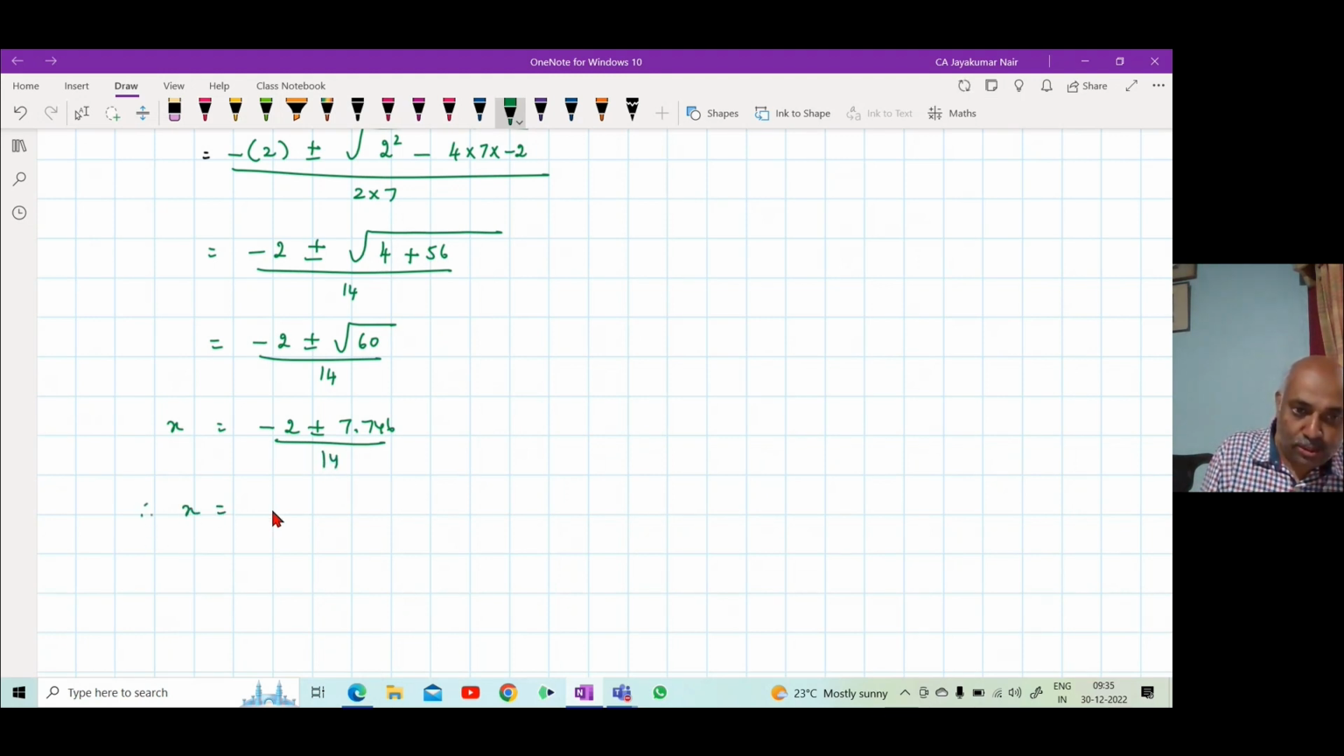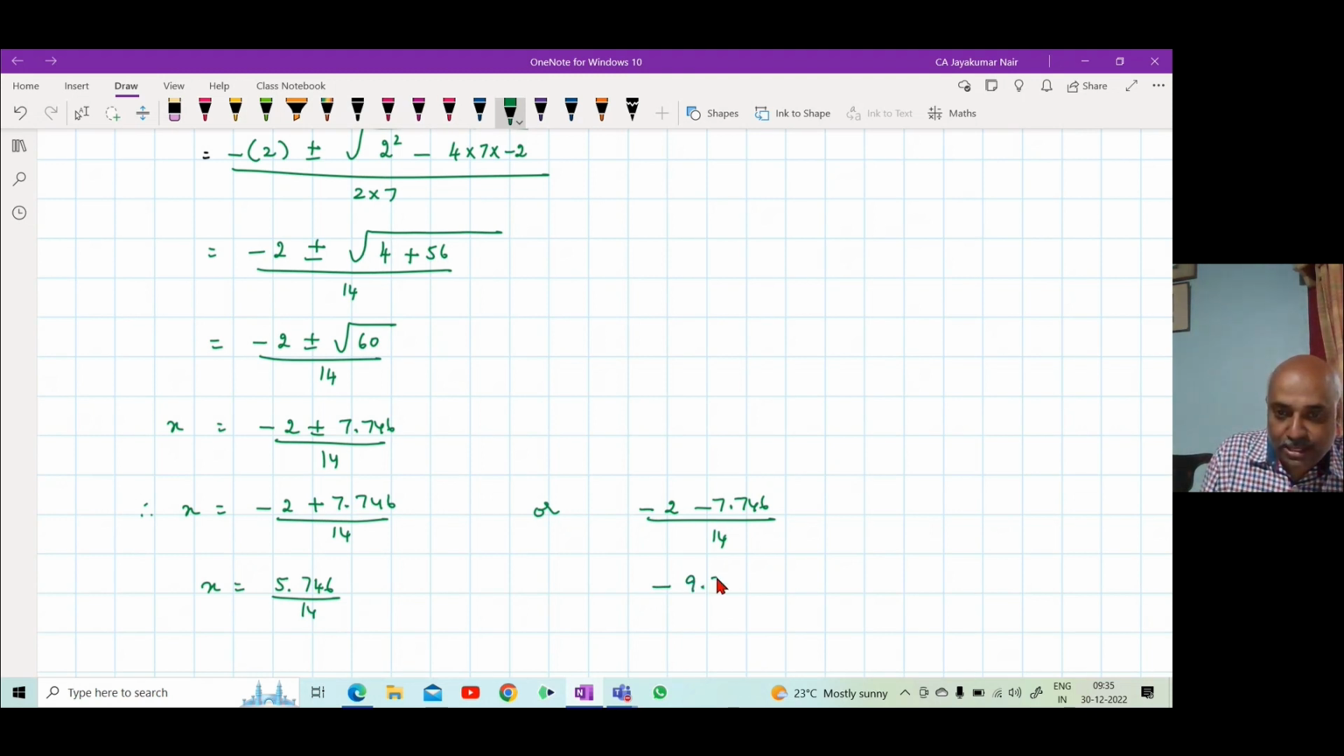Therefore, x is equal to, it could be minus 2 plus 7.746 whole divided by 14, or minus 2 minus 7.746 whole divided by 14. So x is equal to, when you solve this, it is 5.746 whole divided by 14. This could be minus 9.746 whole divided by 14.